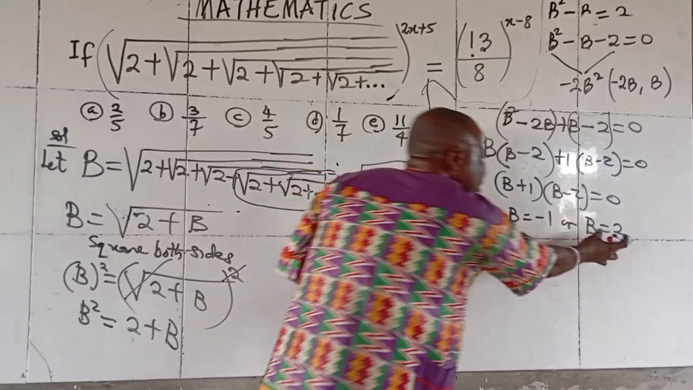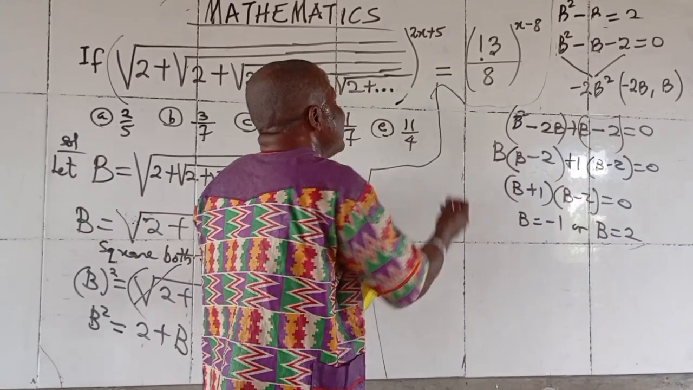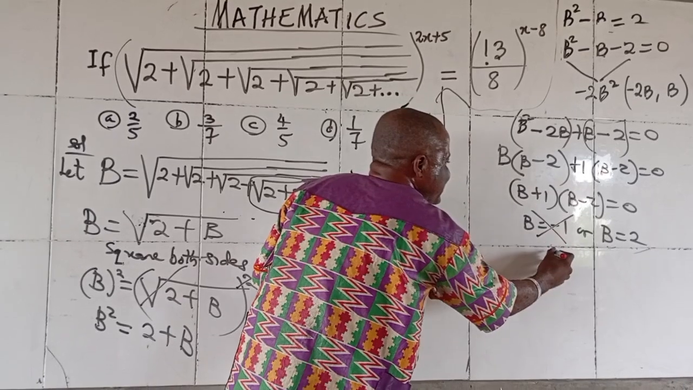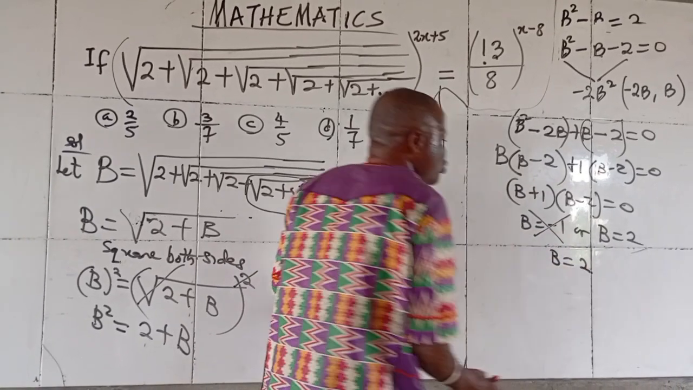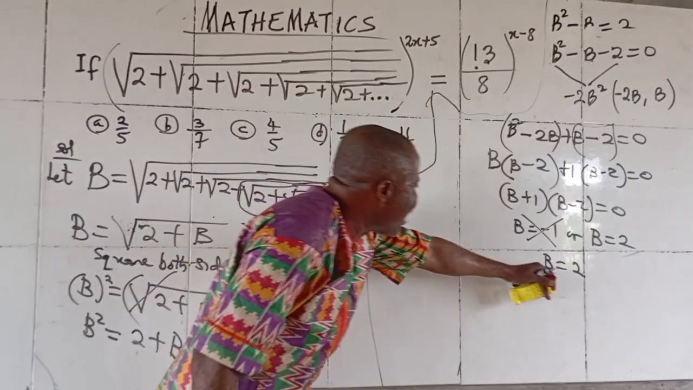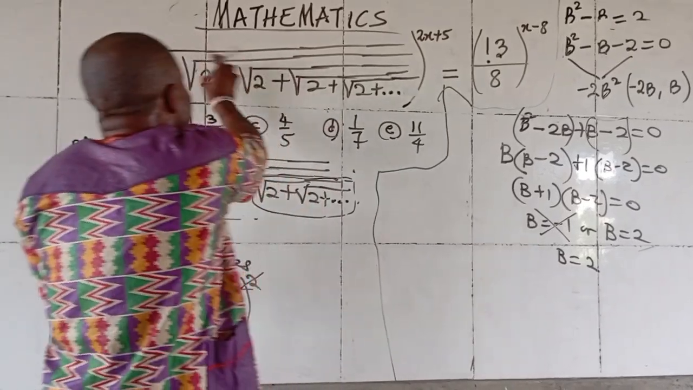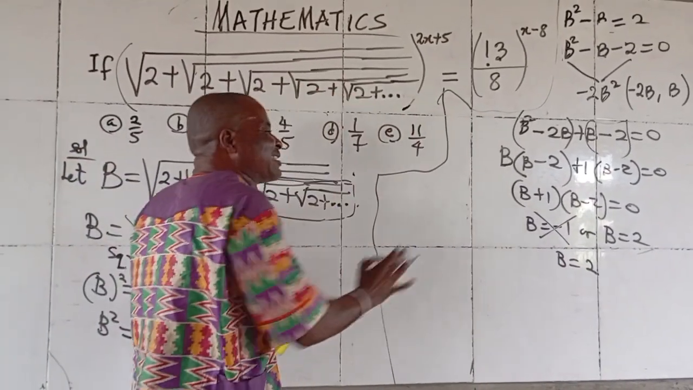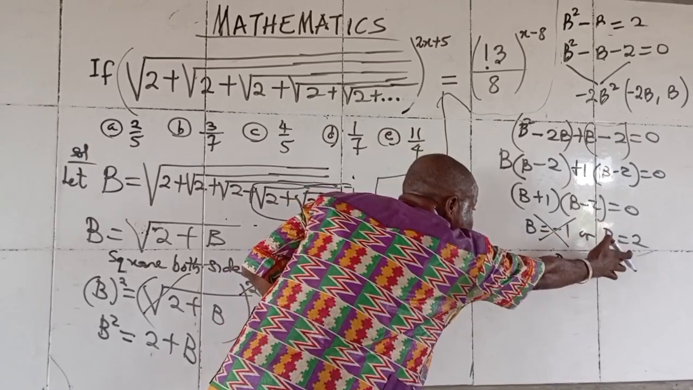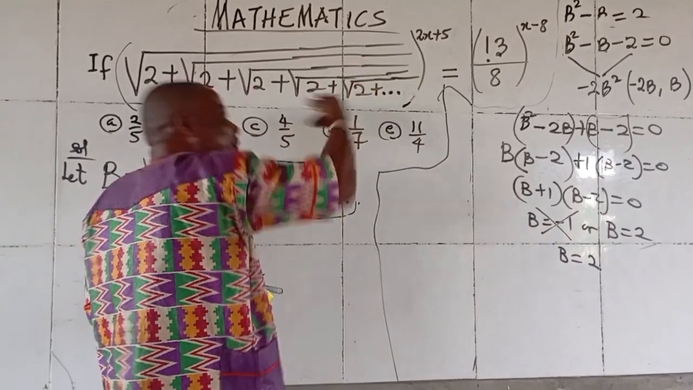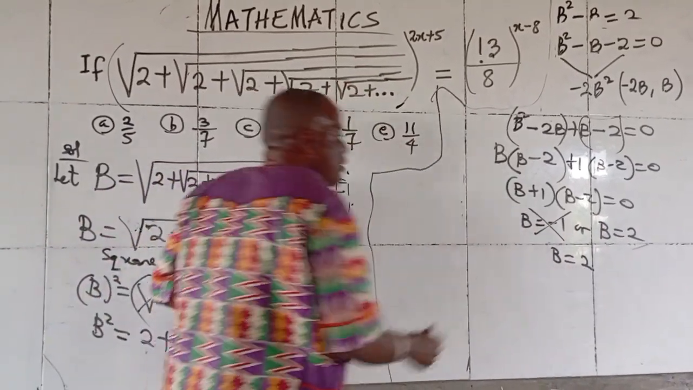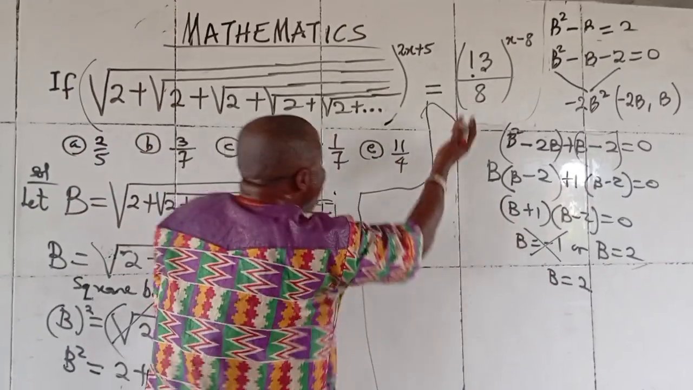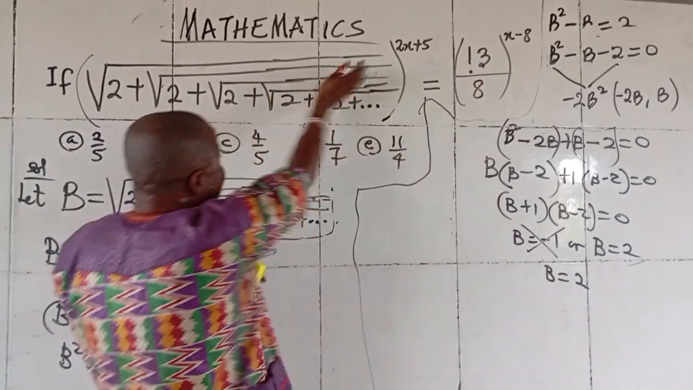I will pick the positive side because I'm dealing with indices. Negative values will be neglected. I will now say b equals 2. That is the value. The answer for this continuous radical is 2. The two answers are correct, -1 and 2, but the best answer for this question, based on indices, is the positive value. That is that.